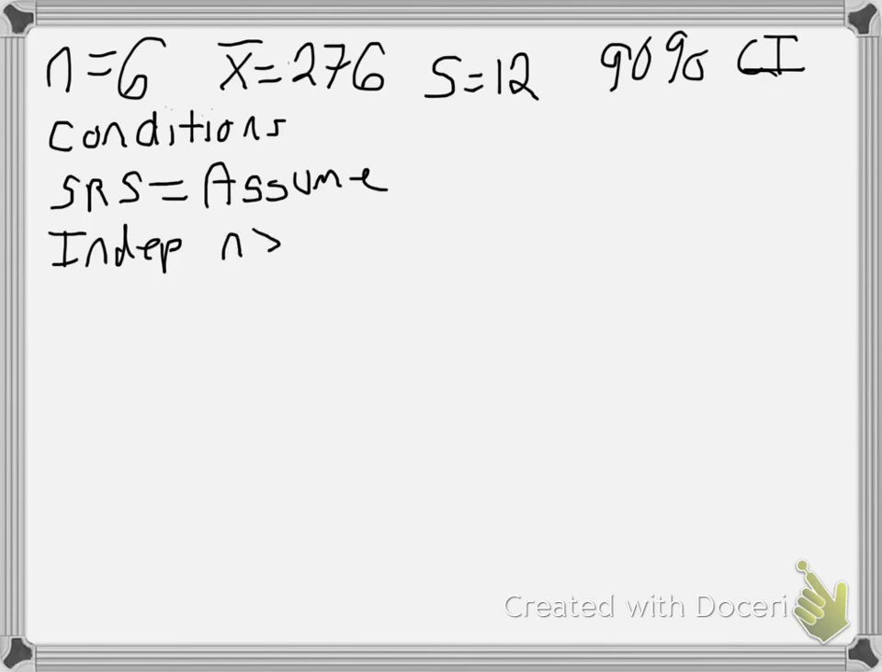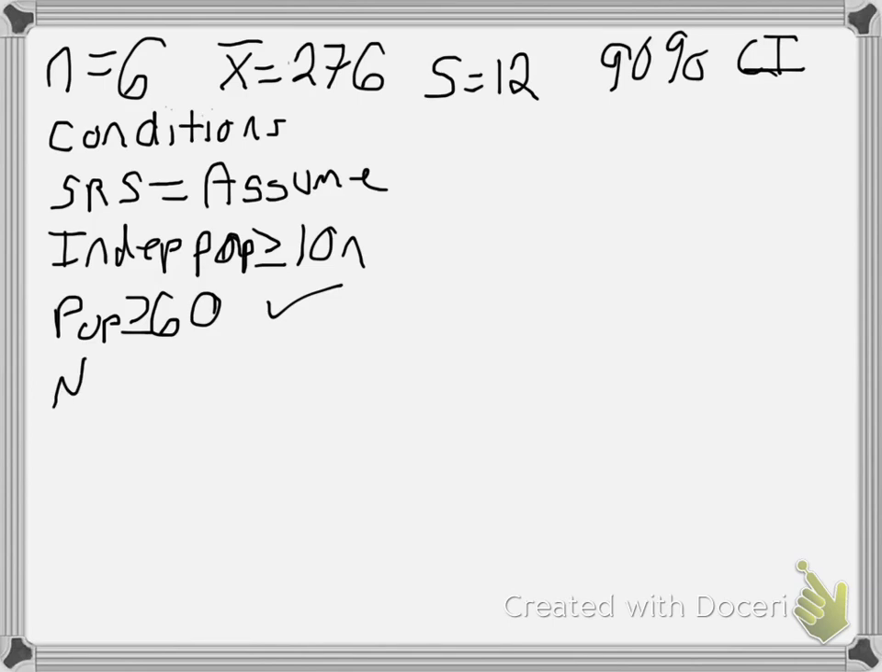Remember, n has to be greater than or equal to 10. I'm sorry, the population has to be greater than or equal to 10n. So do you think there are more than 60 wrestlers in the world? I think so. So independence is good. It is independent. And of course, normality. We want n greater than or equal to 30. It is not, but again, what did the directions say? We can assume that the data is normal.